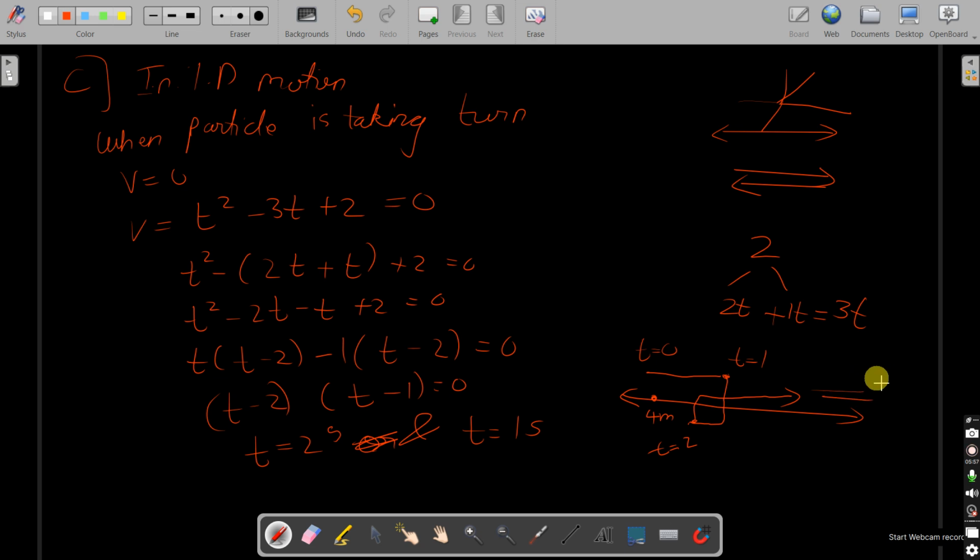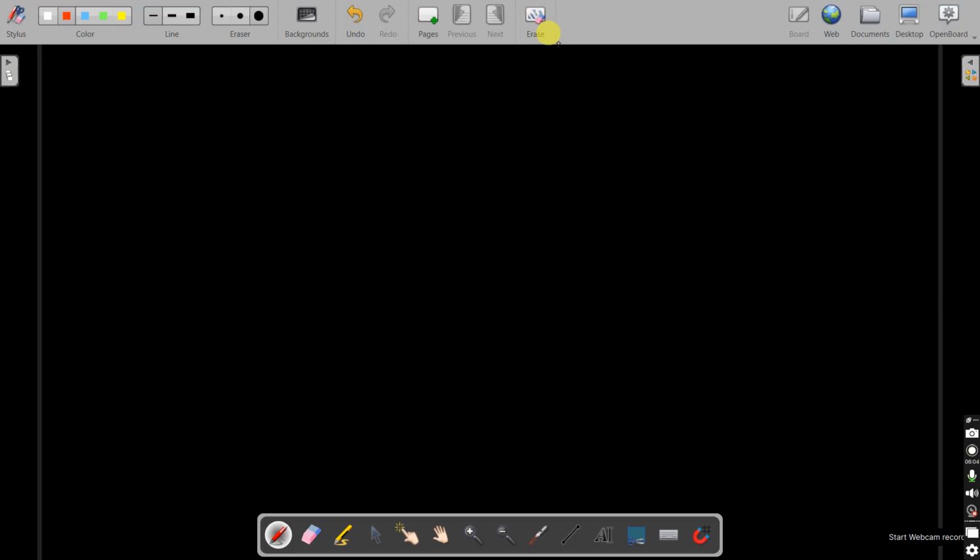So now the D part of the question. We have to find its position and velocity when acceleration is zero. So we found the acceleration as a function of time, 2t minus 3. So the time will be when the acceleration is zero. So equate it with zero. The time will be 3 upon 2, 3 comes here and 2 goes to the denominator.